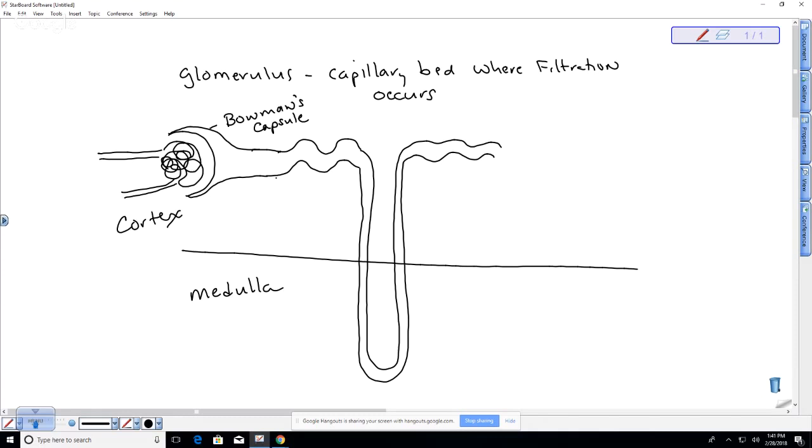Okay. So this first set of tubules, first part of the tubule, is referred to as the proximal, because it's nearest, convoluted, because of its shape, tubule. PCT, it's abbreviated as. This, because it's further away from the Bowman's capsule, is the distal convoluted tubule.